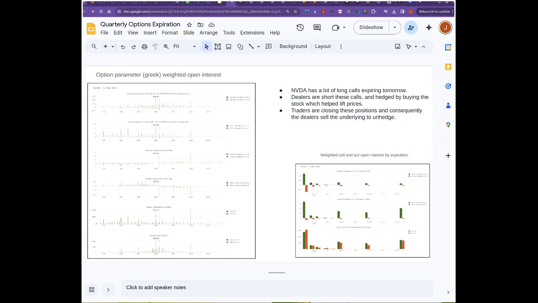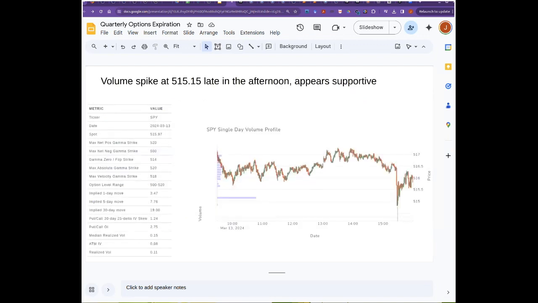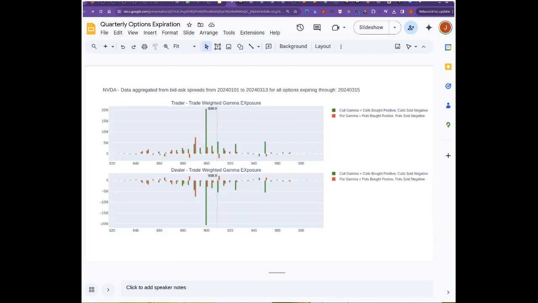Right. Yeah, and you can kind of see if I drill down and look at the trade level data, there's just a ton of calls right around the 900 strike price. Yeah. And so that means the price is pretty far north of that, meaning the dealers are fully hedged here.